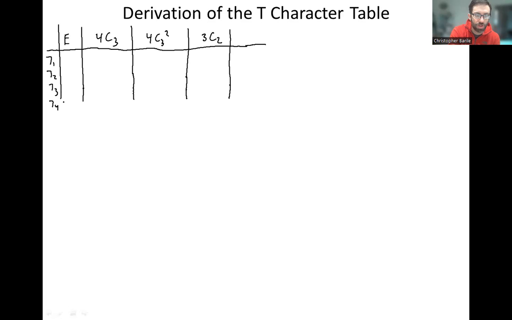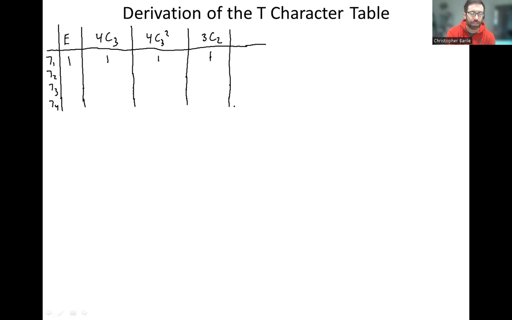So I'm going to call those gamma 1, 2, 3, and 4, just giving them arbitrary names right now, and then later on we'll give them the Mulliken symbol rules once we figure out what they are. So the first one is always a freebie, right? For every single character table, it's just a totally symmetric representation, so it's ones across the board.